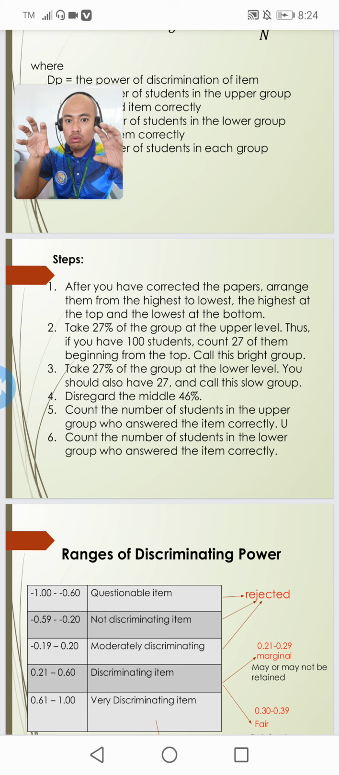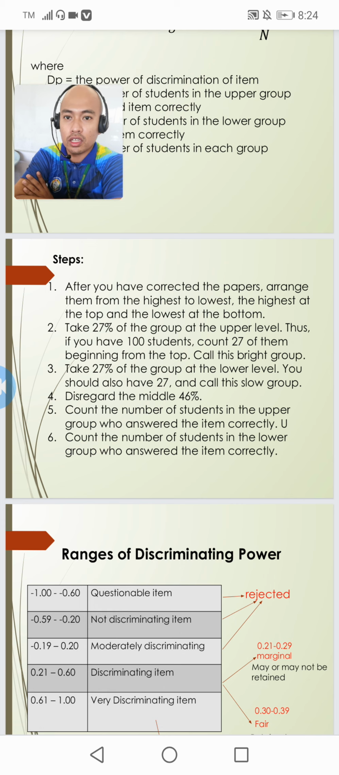Now, what do we do with the 46% remaining among these 100 people? What we will do is disregard them. We will not bother with them, because the concentration of discriminating power is to identify the bright group and the slow group. So disregard the middle 46%. I hope you can imagine the steps, the second and the third steps. Okay.